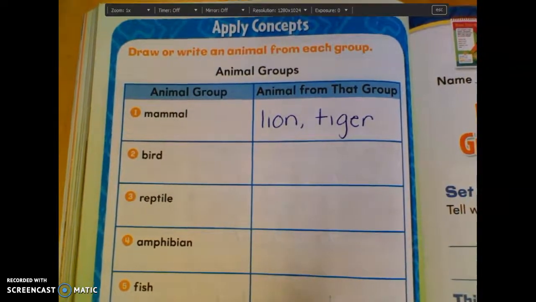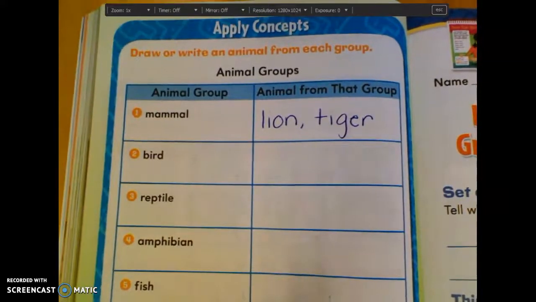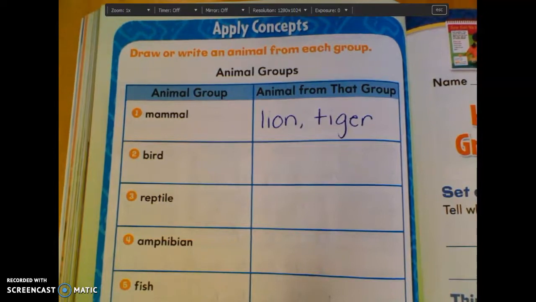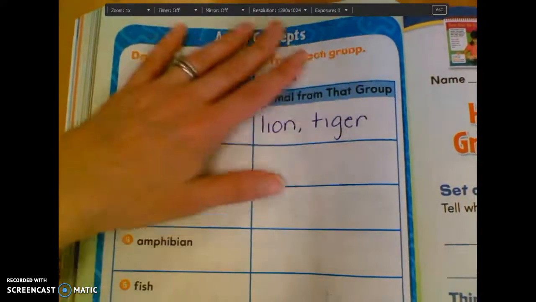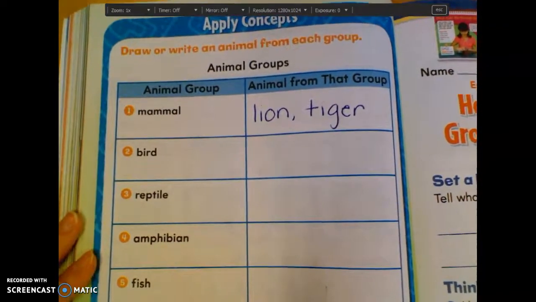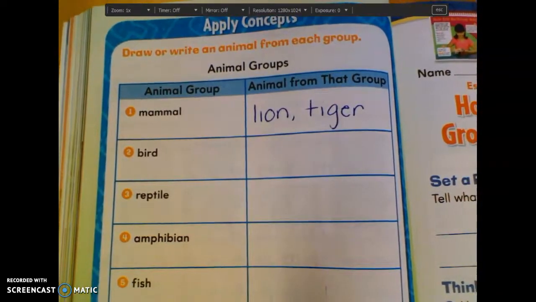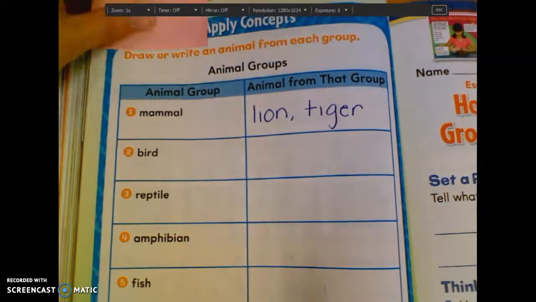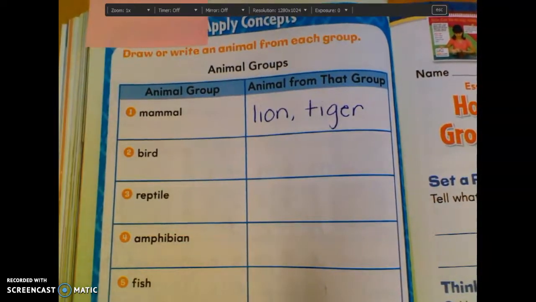So if you want to draw a picture of a mammal, you can. Or you can just write lion and tiger like us. There are lots of different mammals. We are mammals. Very true. Yes, we are. We're mammals. All right.